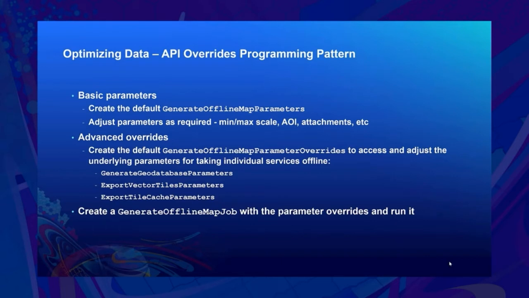So you create your basic generate offline map parameters, adjust them. You use those to create a set of generate offline map parameter overrides. You tweak the parameters for each individual service, and then you simply pass those to create a generate offline map job as normal and run it to completion. And from that point on, it operates exactly like the normal workflow.